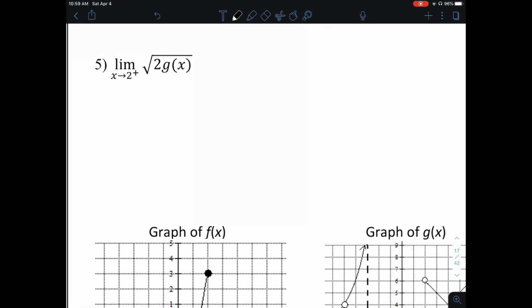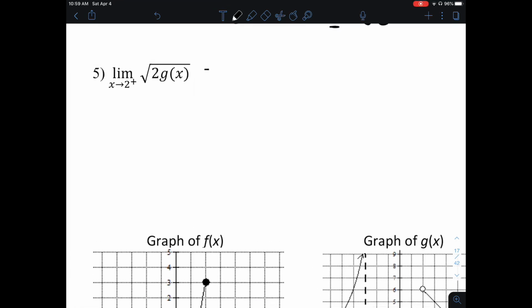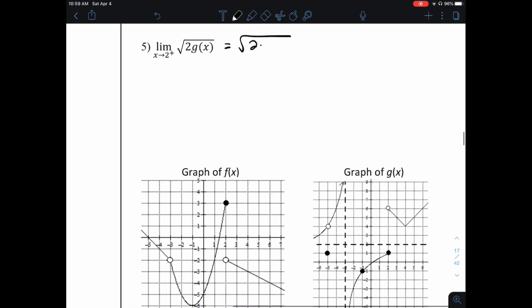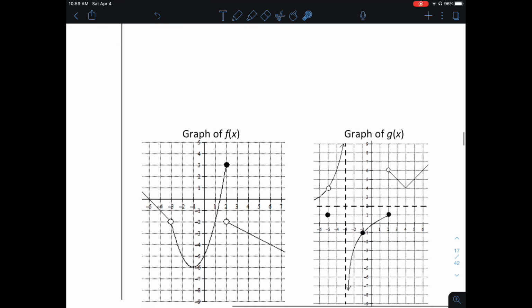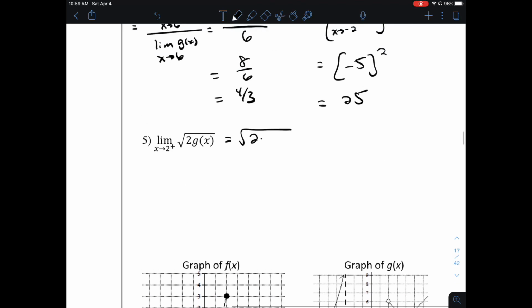Last one, number 5. We could rewrite this as the limit. Actually, I'm not going to rewrite it at all. It's going to leave this as 2 times. What does g of x approach as x approaches 2 from the right? So here's 2. If you approach from the left, it's approaching 1. If you approach from the right, it's approaching 6. We're approaching from the right, so that should be a 6.